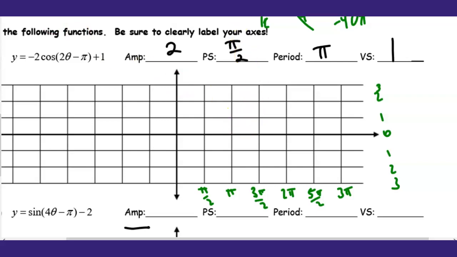So when we plot it, we have pi over 2, negative 1. We have pi, 1. We have 3 pi over 2, 3. I'll put pi, 0. Man, sorry about that. Pi, 1. 2 pi, 1, and 5 pi over 2, negative 1. So there's our graph.